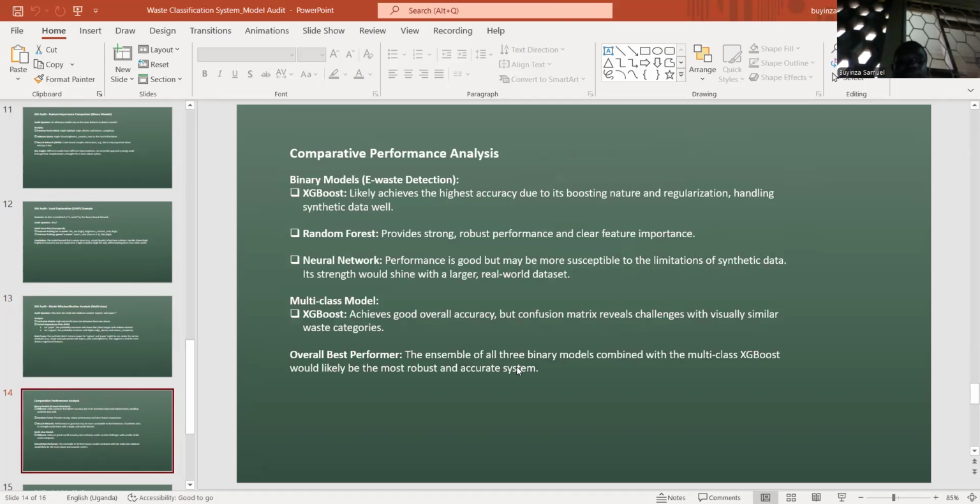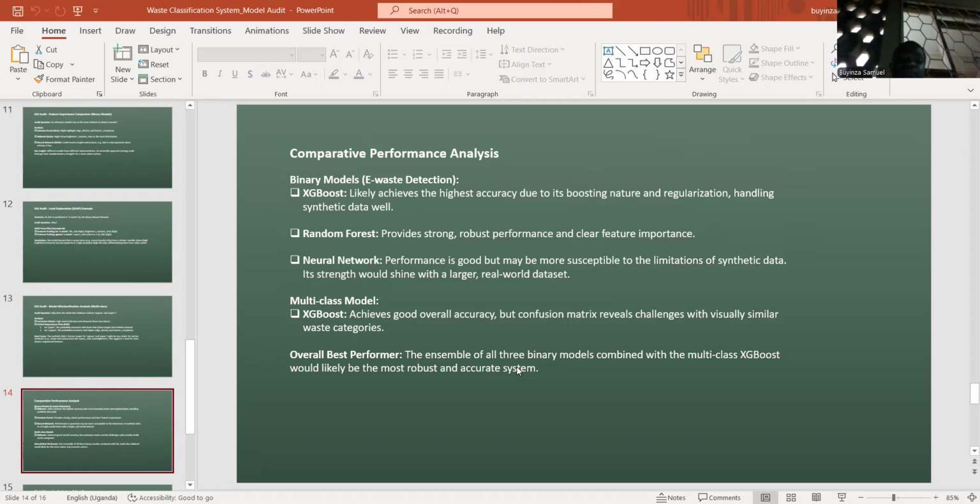Then for the comparative performance analysis, here we have the binary models for e-waste detection, whereby the XGBoost likely achieves the highest accuracy due to its boosting nature, handling synthetic data well. Then the random forest provides strong, robust performance and clear feature importance. Then for the neural network, performance is good, but it may be most susceptible to limitations of synthetic data.